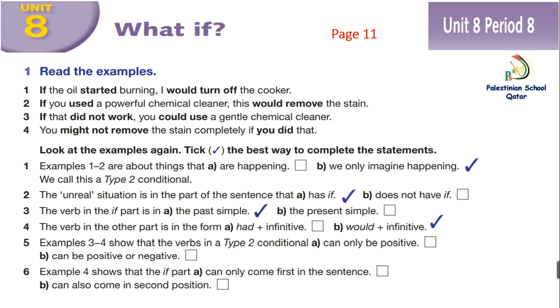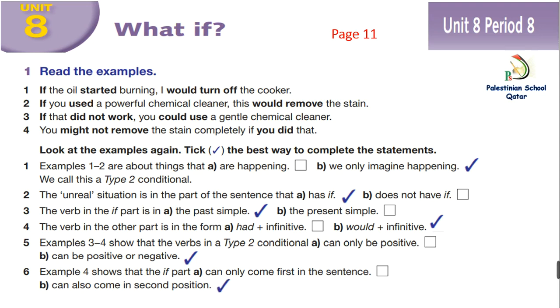Number 5, examples 3 and 4 show that the verbs in type 2 conditional can only be positive or can be positive or negative. Of course, can be positive and negative. And number 6, example 4 shows that the if part can only come first in the sentence or can also come in the second part. Of course, it can come first and second.